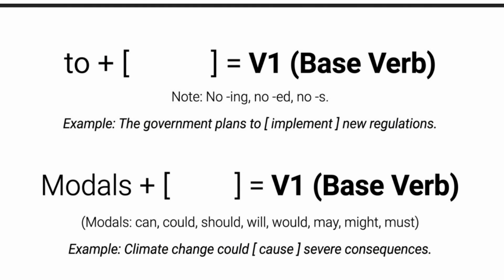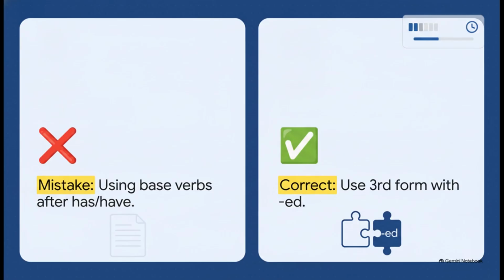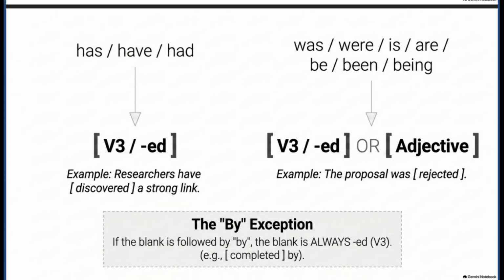The exact same goes for modals. Climate change could causing is a trap. It's could cause. First form only. Think about how easy this is. If the blank comes right after will, just find the base verb and you're done. Moving on to our next vital rule. Whenever you spot have, has, or had right before a blank, you need to look for that ed ending. You need the third form of the verb.